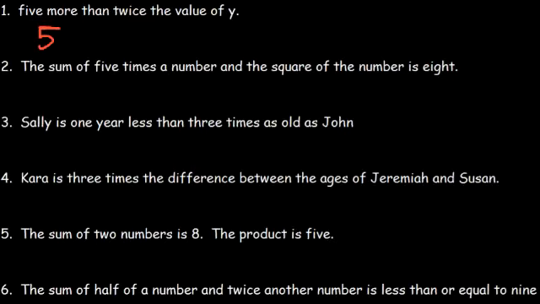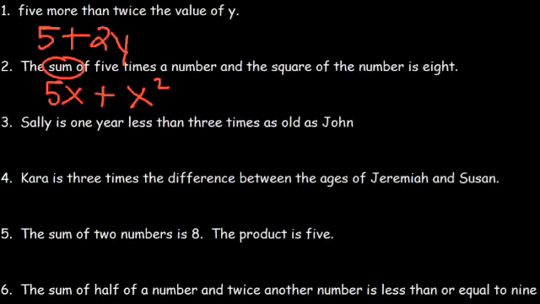So 5 more, 5 plus, and then twice the value of y, that's 2y. And that's it. Number 2, the sum of 5 times the number and the square of the number is 8. So 5 times the number, let's call the number x. So 5x and the square of a number, which is x squared, and since we have the word sum, it's going to be plus. And then "is" is the same as equal to, so is 8.